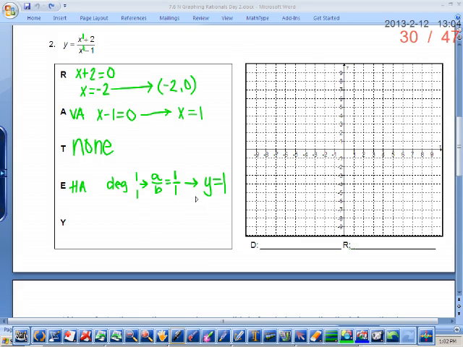Y stands for y-intercept. How do I find that? 0 for x. Good. So 0 plus 2 over 0 minus 1. So I get negative 2. How do I write it, though? Good. Okay, questions about any of these steps?